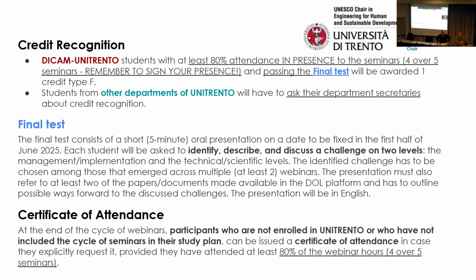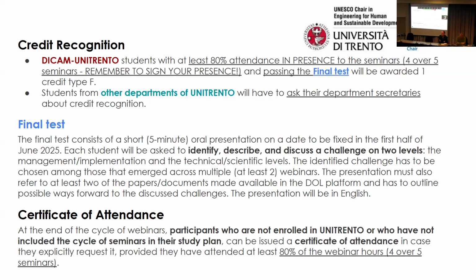A few bureaucratic formal information for the students who attend the seminar and will ask recognition of credits. So for students of DCAM, of whatever course in the DCAM department, to achieve the credit recognition, you need to have at least 80% presence. So please sign the presence. I don't know, I think there. Is the sheet that is there, correct?